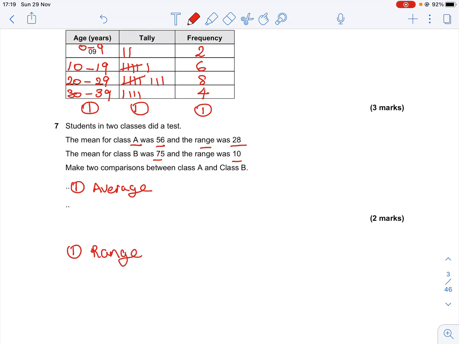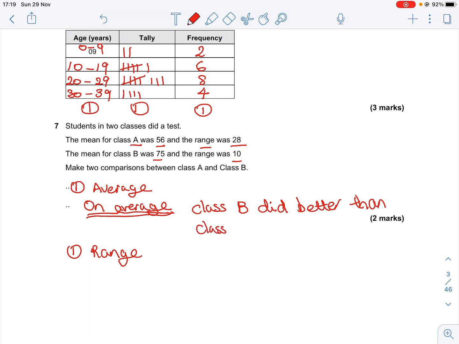To get the first mark, you need to say on average. The keyword here you need to use is on average, because the first comparison is about average. So on average, class B did better than class A in the test.